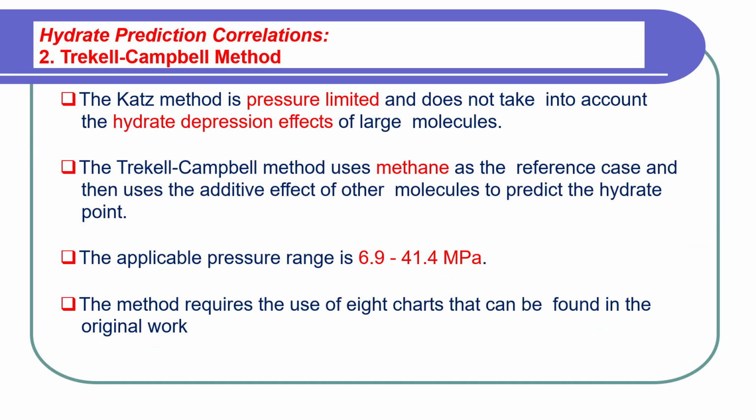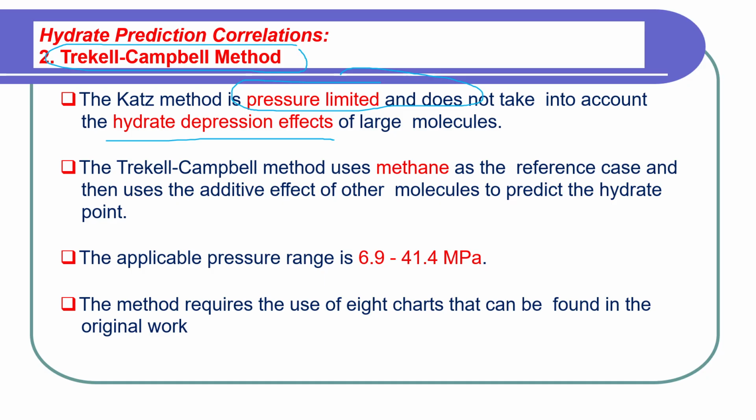Now the second method is called the Trebble-Campbell method. The Trebble-Campbell method comes after what we call the Katz method, because the Katz method is a pressure limited approach, and it does not take into consideration what we call the hydrate depression effects, the reduction due to the presence of large molecules.